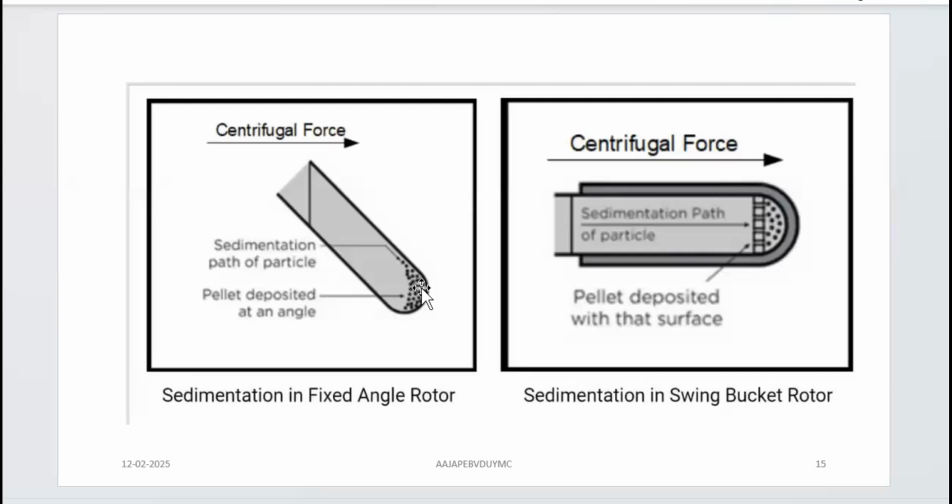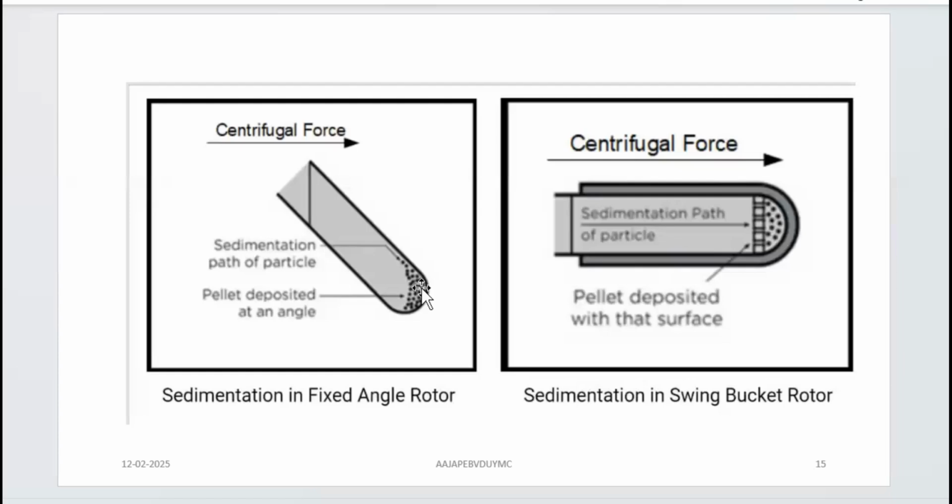So when it is about the fixed angle rotors, it is important for differential separation of particles. When you are going to separate different particles, say components of a cell, different components are getting sedimented at different rates. So the point is sedimentation rates differ, right? And that is where the fixed angle rotors are of importance, right?